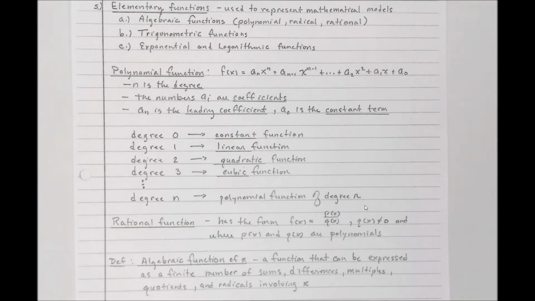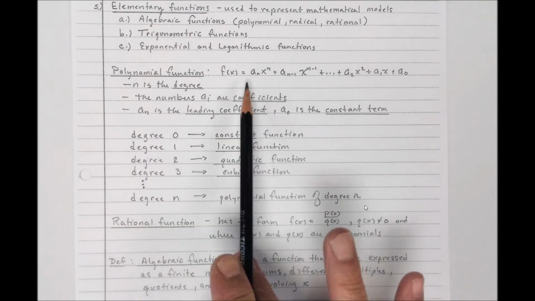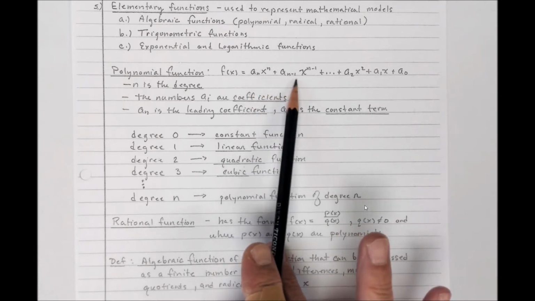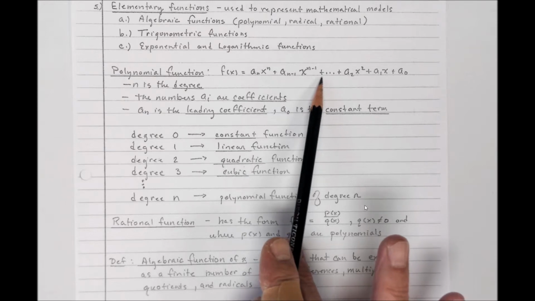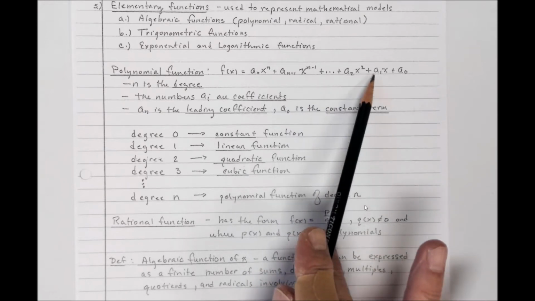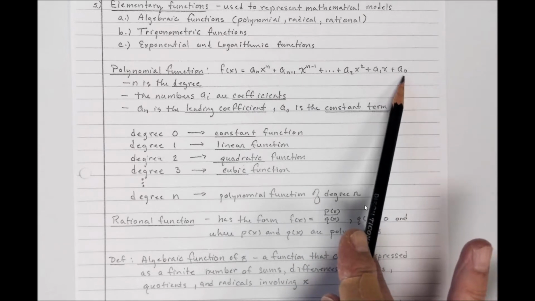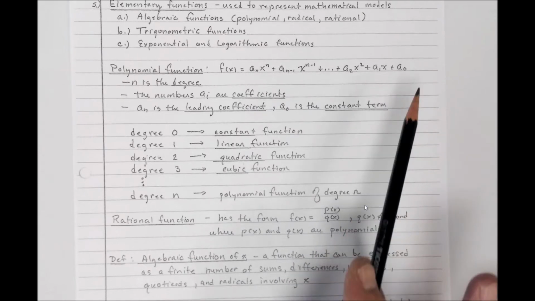But polynomial functions can be thought of as any function that can be written in the form a sub n x to the n plus a sub n minus 1 x to the n minus 1 plus all the way down to a sub 2 x squared plus a sub 1 x, which would be like x to the first, plus a sub 0, and that's your constant term. It'd be like x to the 0, which of course is 1.